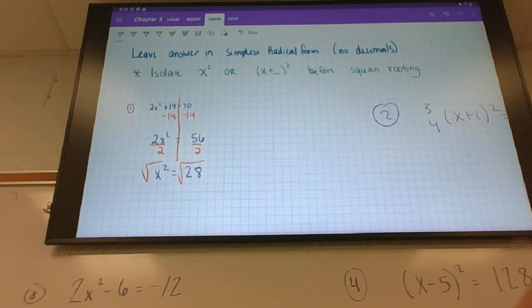The reason we don't want decimals a lot of times with radicals is because the decimal fills up the whole calculator screen. It actually goes on forever. It's called an irrational number. The decimal just goes on for eternity. It doesn't repeat. It's like pi. All of these square roots are like pi.